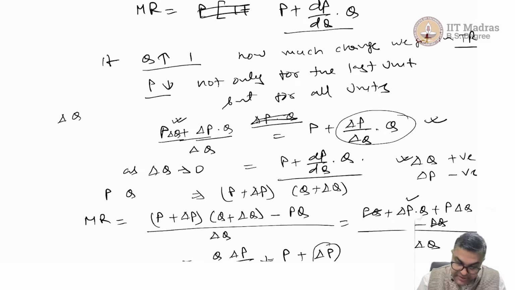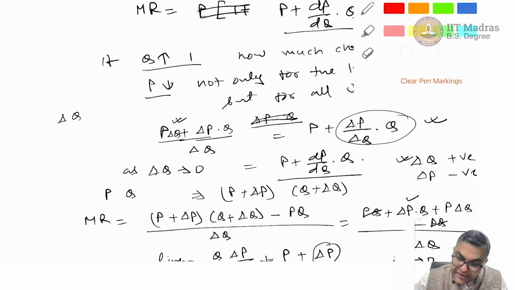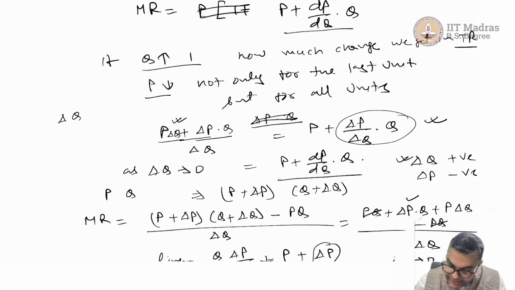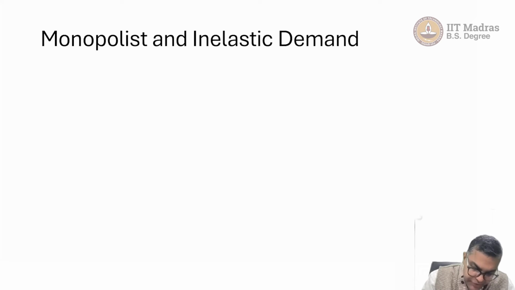What's happening to this? We can now take the limit as ΔQ goes to 0. As ΔQ goes to 0, ΔP will also go to 0. So what you are left with is Q dP/dQ plus P. So this is the term that you get. Graphically speaking, this we have already discussed.